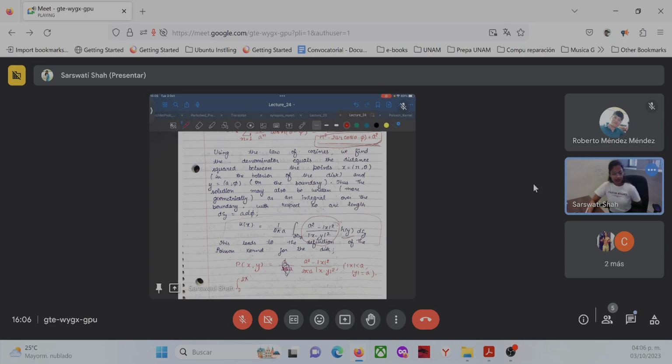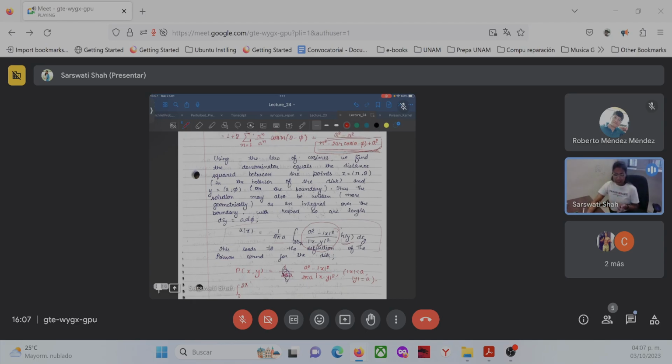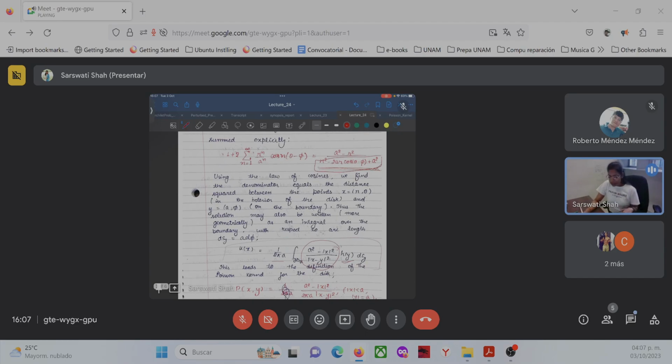Is it clear, or shall I explain it in another way? Only you have to check how to find out the distance between 2 points in the polar and Cartesian coordinates. You may Google it. When we are changing again from the polar to the Cartesian coordinate, it will take this form.